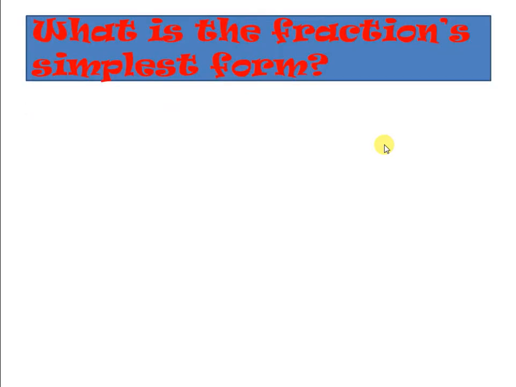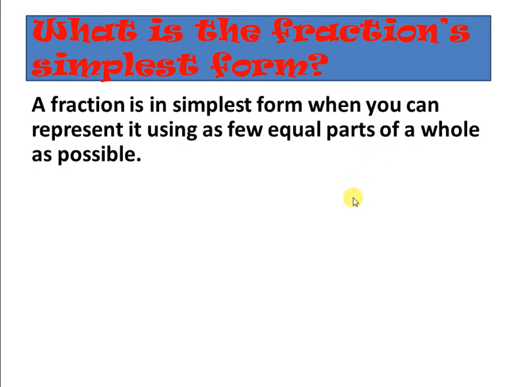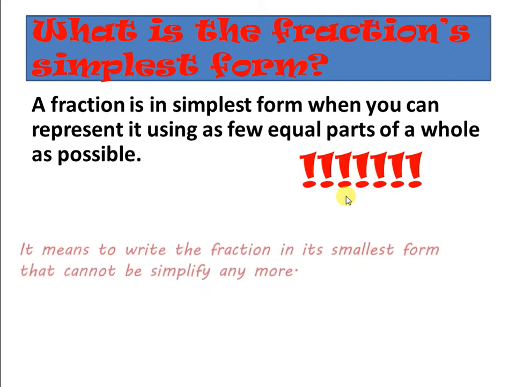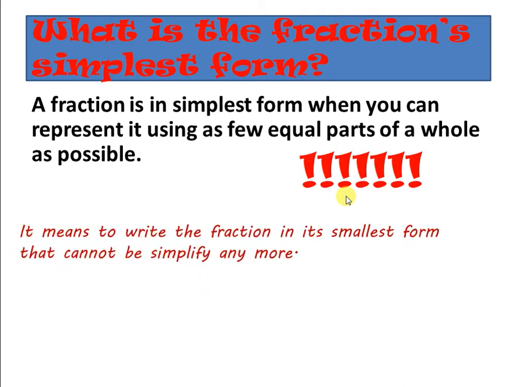Today's topic is about simplifying fractions. What is the fraction's simplest form? A fraction is in simplest form when you can represent it using as few equal parts of a whole as possible. What is that? In another way, it means to write a fraction in its smallest form that cannot be simplified anymore. And it means that you write both the denominator and numerator in their smallest form.